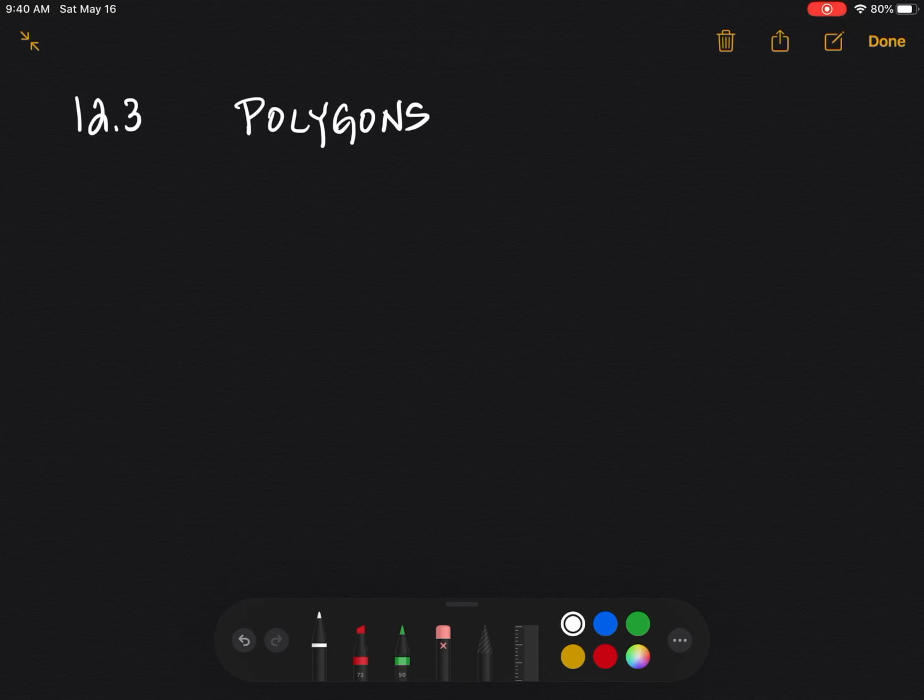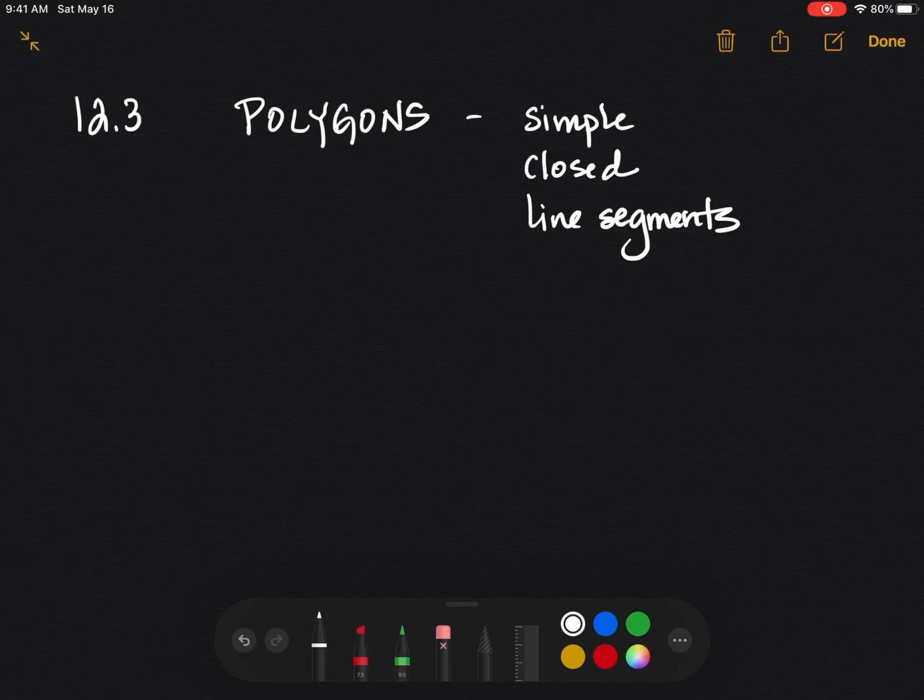So, first of all, polygons are simple, closed, plane figures made up of line segments. So here's the key phrases that you would want to write down. Simple, closed, and line segments. So this is a closed figure right here. Okay, it's closed, it goes all the way around, it's simple, it doesn't cross, and it's made up of line segments.